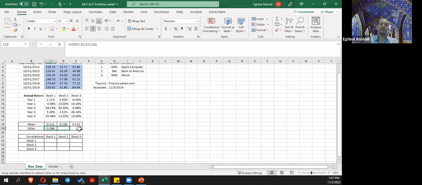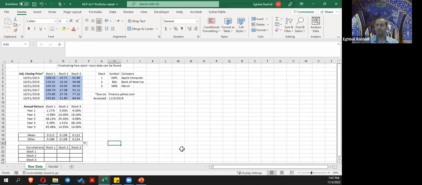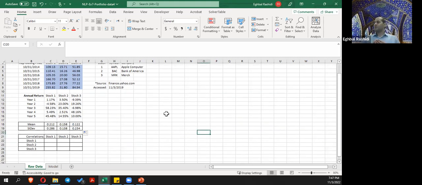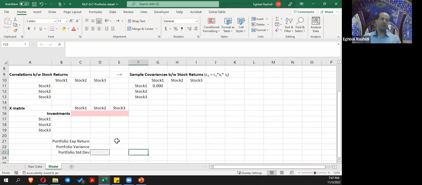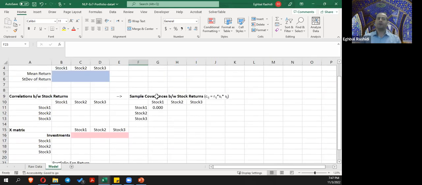I'm going to copy for stock two and stock three. Okay, so these are standard deviation. And again, my goal in this sheet is to find the variance of my investment portfolio. So to find the variance, I need to find the covariance. That's actually what I want to find, the covariance here.